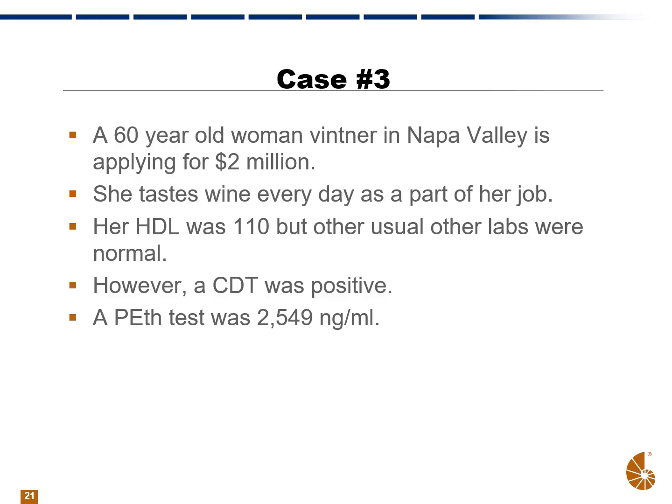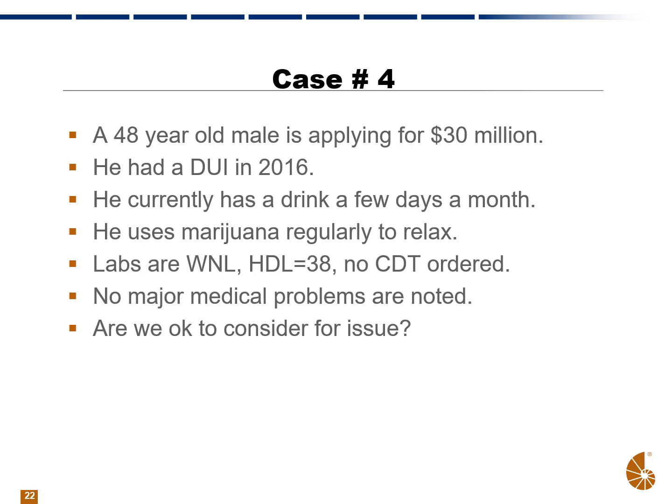But let's say we had a PEth test and the level was 2,549. That's way up there. So this person is being exposed to huge amounts of alcohol. Usually when you're a winemaker, you taste and you spit, so you don't actually ingest all that alcohol, but maybe she drinks all those tastings that she's doing. And this is an excessive amount of PEth and indicates she's exposed to very large amounts of alcohol, so she's at risk.